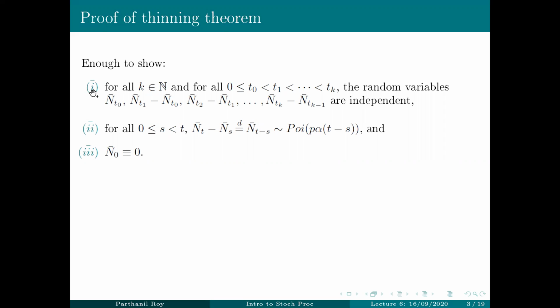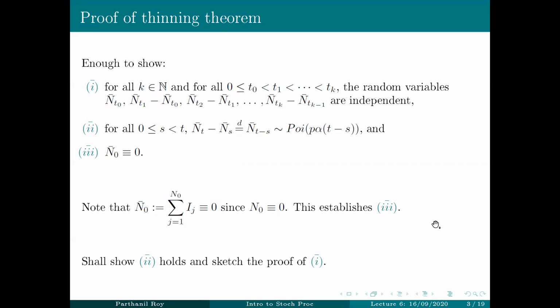So once we show these three things, which I am denoting by 1 bar, 2 bar, and 3 bar, because these are statements about the N bar process, we are done. Among these three things, the easiest would be to show 3 bar. That's because N bar_0 is just the sum over j equal to 1 to N_0 of I_j, but we know that N_0 is 0 with probability 1. Therefore, you are always summing from 1 to 0 with probability 1, and therefore this is 0 with probability 1. So 3 bar is the easiest of all. We have to actually show 1 bar and 2 bar.